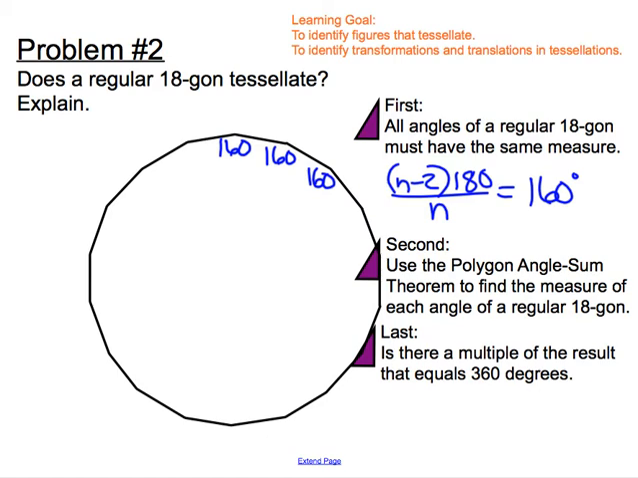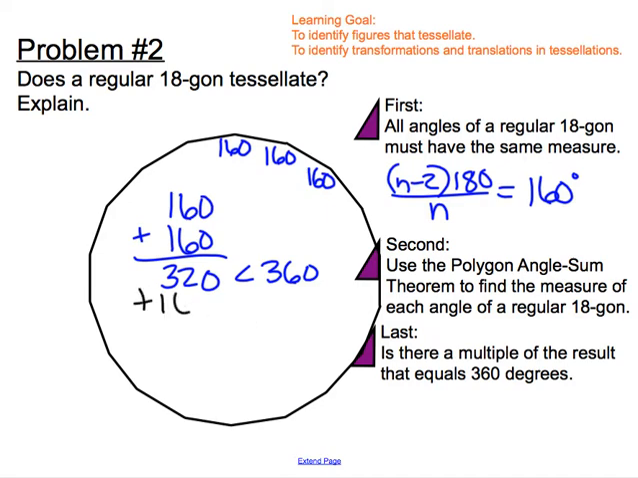So then the last part of the question asks us, is there a multiple of the result that equals 360 degrees? So we take 160 and we add 160 to that. And 160 times 2 is 320. So this is less than 360. So the only thing that we can do is try to add another 160 to this. And unfortunately, we get to 480, which is now greater than 360. So the answer to this question is no.